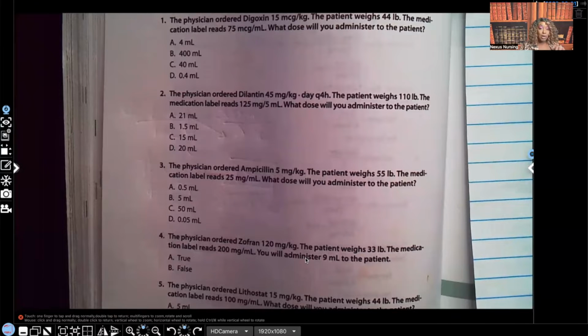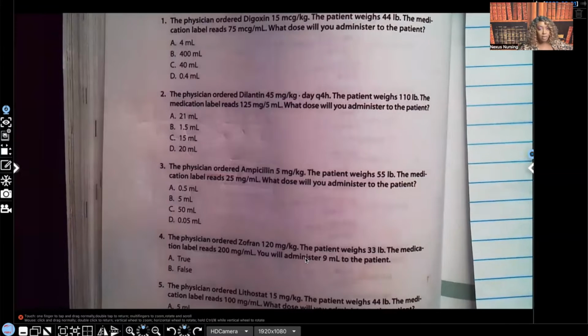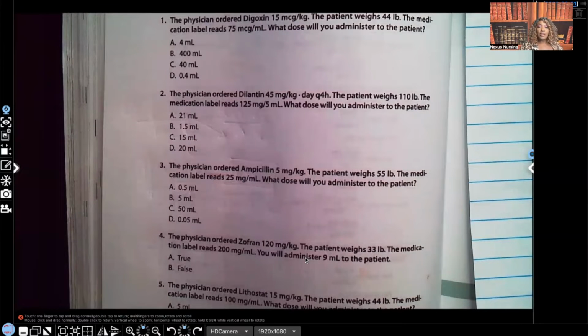Okay guys, let's get started. First question: the physician ordered digoxin 15 micrograms per kilogram. The patient weighs 44 pounds. The medication label reads 75 micrograms per milliliter. What dose will you administer to the patient?